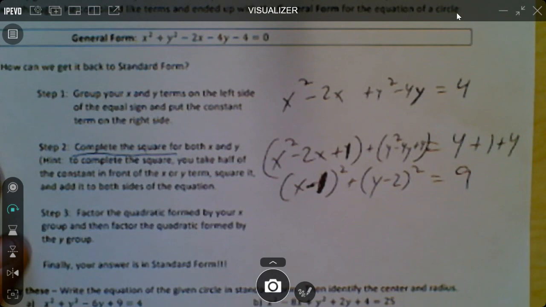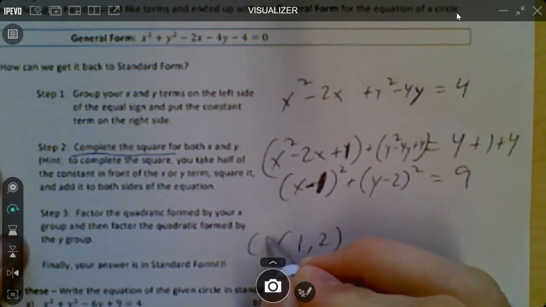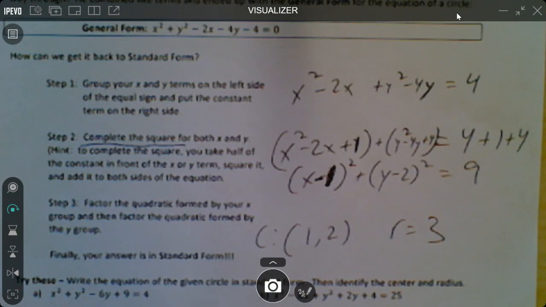Now we can figure out what the center is and what the radius is. The center is going to be 1, 2. That's the center. And my radius is 3. And now we can graph the circle pretty easily with that technique.